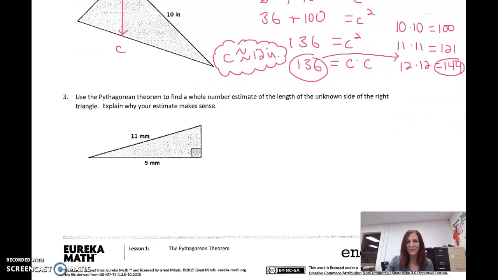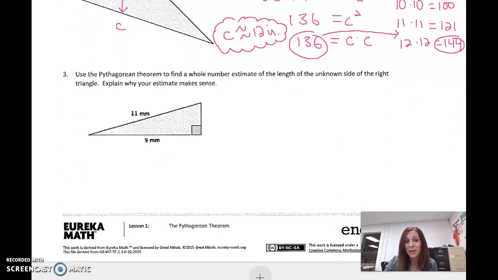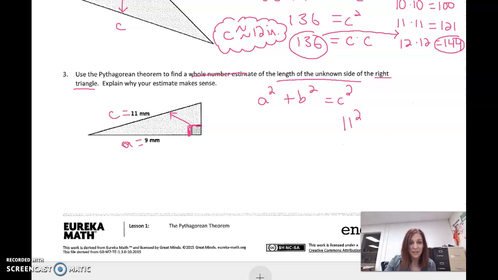One more example. Use the Pythagorean Theorem, same directions, to find a whole number estimate of the length of an unknown side of a right triangle. First of all, a squared plus b squared equals c squared. Here's my right angle. Across from it, 11. I know that c is 11. So I'm going to say 9 is a. You could say 9 is b. But I'm going to say 9 squared plus b squared is equal to 11 squared. And then I'm just going to calculate it going down. 9 times 9 is 81 plus b squared is equal to 11 times 11, which is 121.